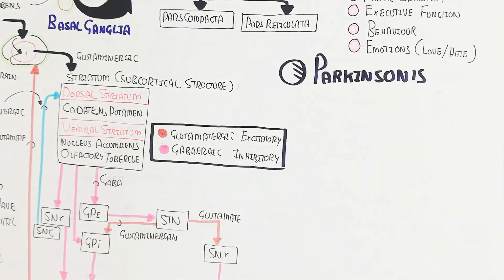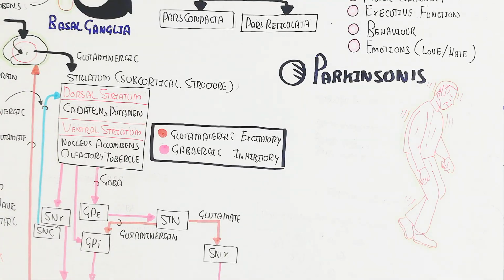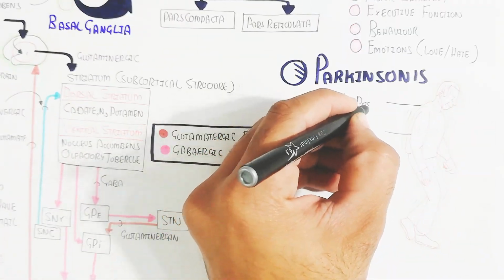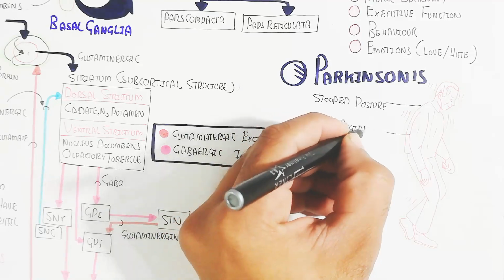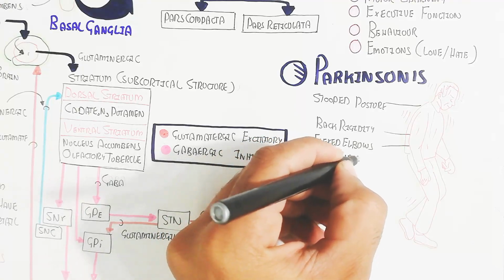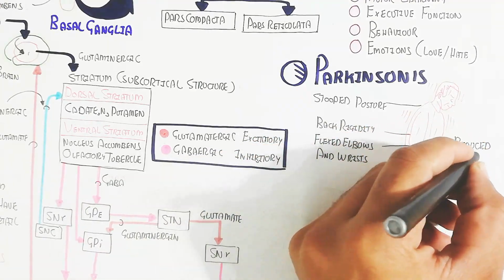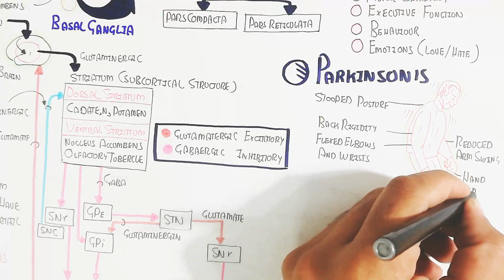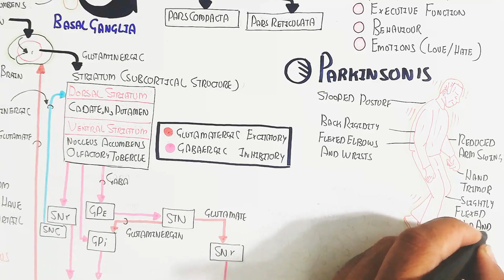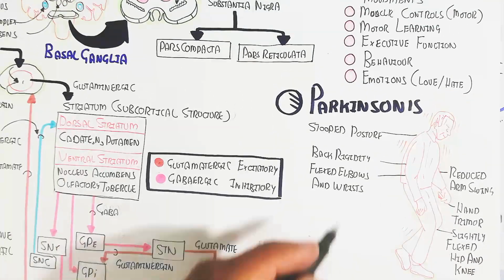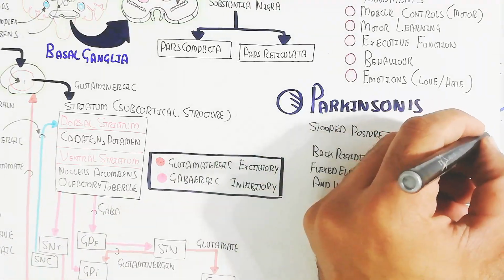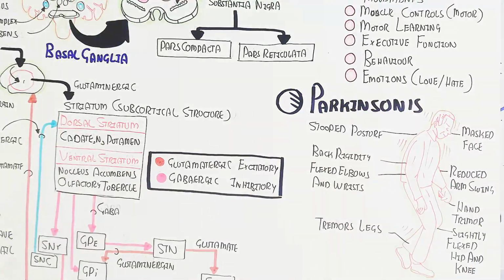Parkinson disease is important, which occurs when the basal ganglia do not function correctly. It leads to uncontrolled seizure, stooped posture, back rigidity, flexed elbow and wrists, leg tremors, reduced arm swing, hand tremor, slightly flexed hip and knee, as well as masked face. So this is due to improper working of the basal ganglia.